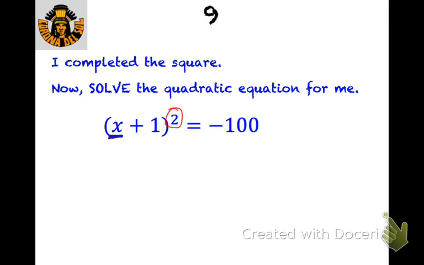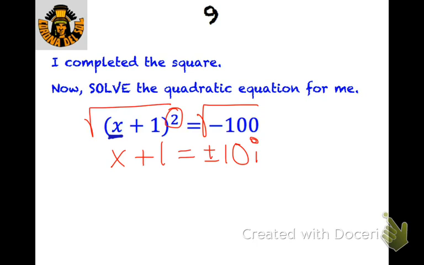So if this says squared, then we want to do the opposite of squaring something, which is taking the square root. So we take the square root, that will get rid of the squared, so this will be x plus 1 equals. We can take the square root of 100, so that's 10, but it has this little negative under the radical as well, so we have to use our imaginary unit. So we're going to say plus and minus 10i.